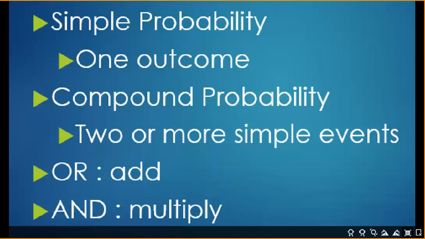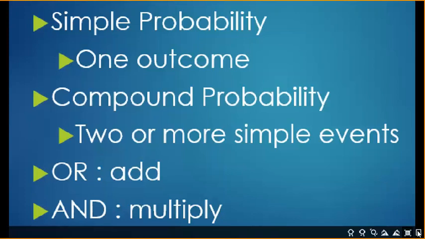Now, for compound probability, there's two key words. You have or, which means that you're going to add the probabilities, and you have and. And means you are going to be multiplying the probabilities. For and, sometimes you can see words in word problems that would say both, or it could say then.